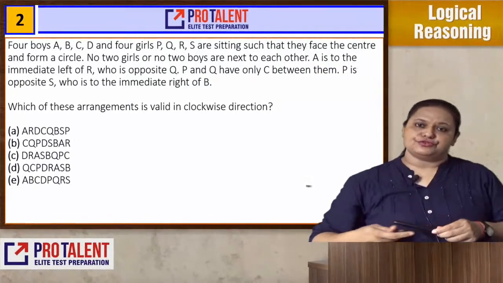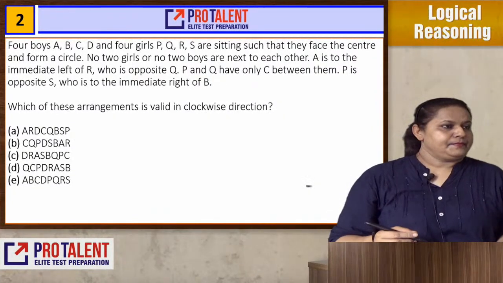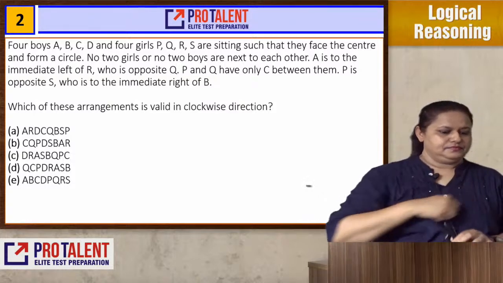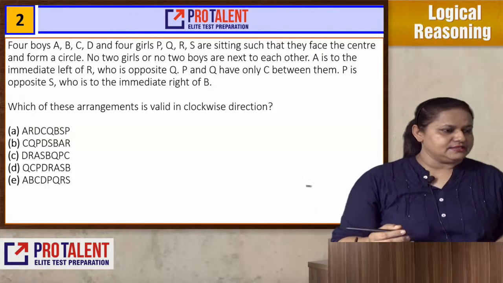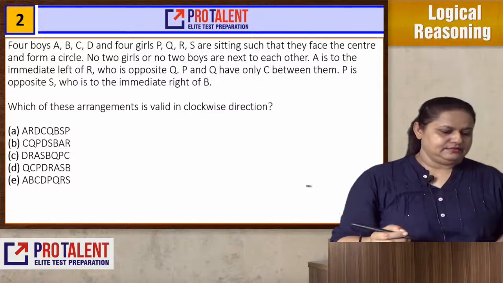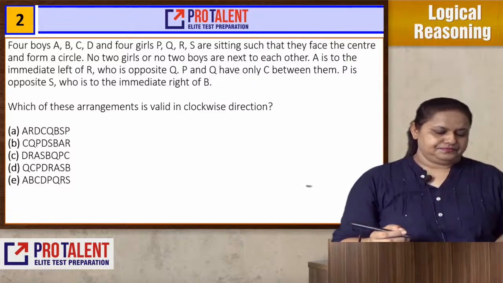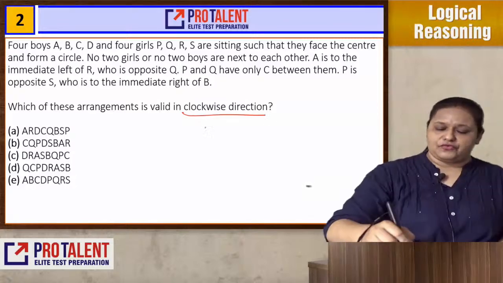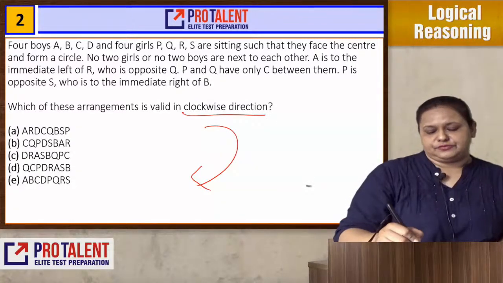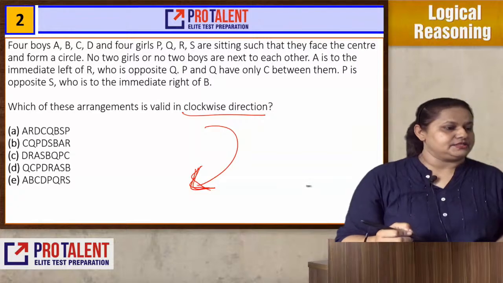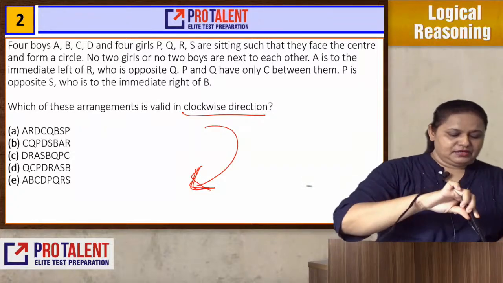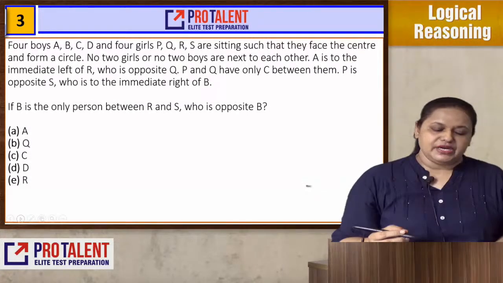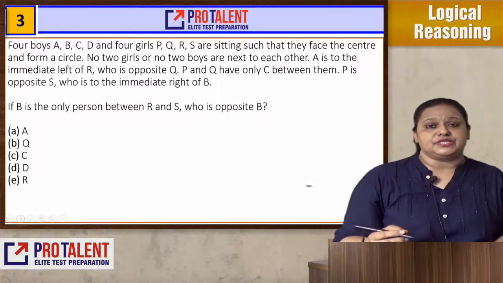What is the answer to this question? Question number 2, what is the answer? D. Clockwise direction. Be very careful, okay? So you have to be very clear with respect to clockwise direction. Very good. Once we are done with the arrangement, if B is the only person between R and S, who is opposite B?